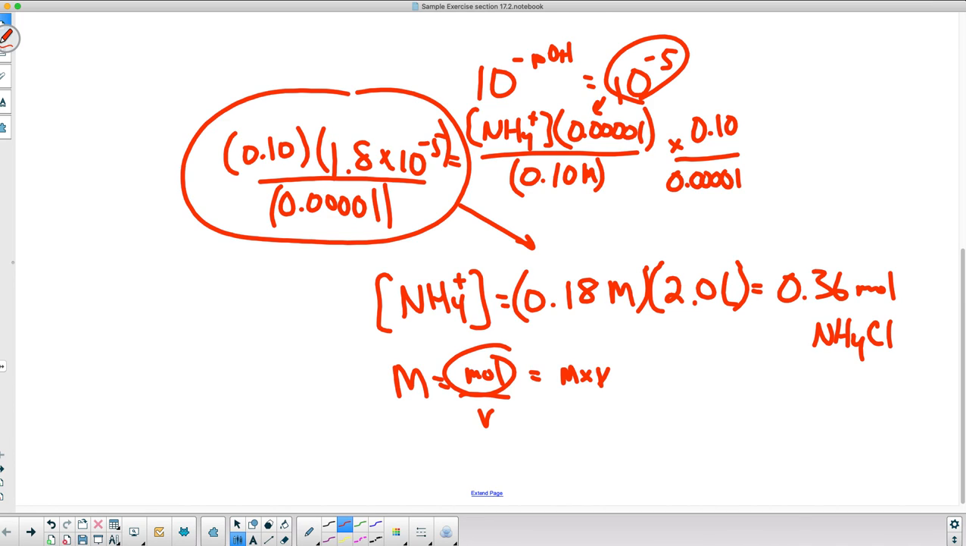NH4Cl. Okay, so I'm going to call this part 1. I'm going to stop here. Now you can see how to do a long, easy problem of finding how to prepare a buffer.